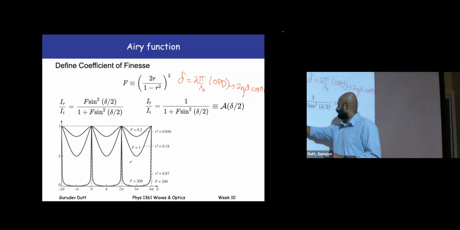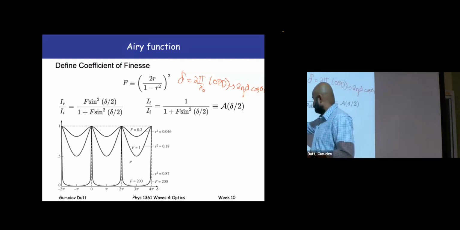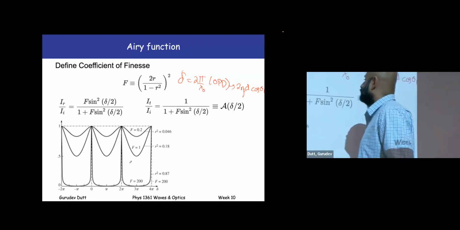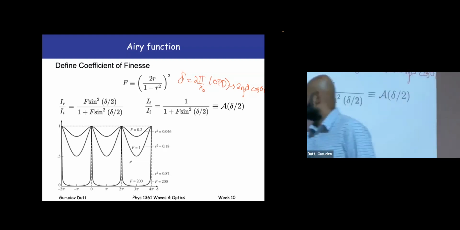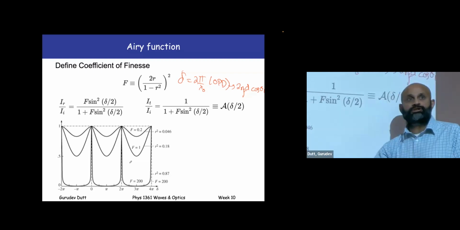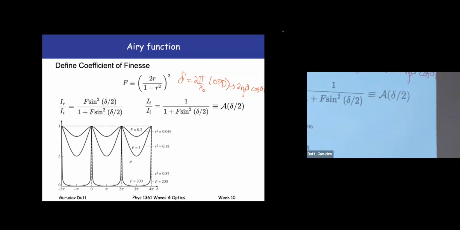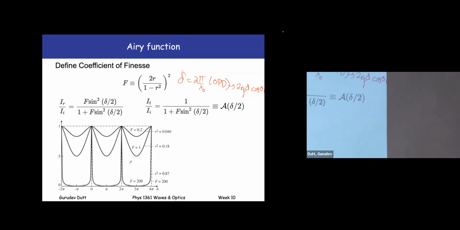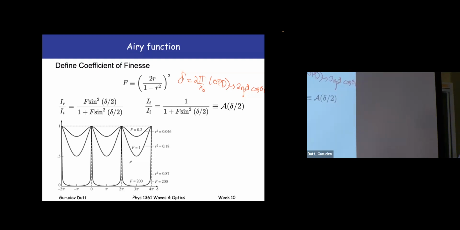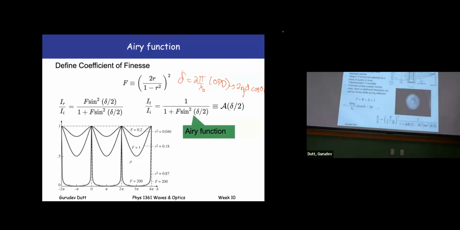And you can see for f equal to 0.2, which is a small coefficient of finesse, you get something that looks almost like a cosine squared distribution, which is what you would get from a standard intensity of two beams that are interfering. But as we make f larger and larger, which is basically making r squared larger and larger, approaching 1, then we are going to get sharper and sharper peaks in this function, which is the Airy function.